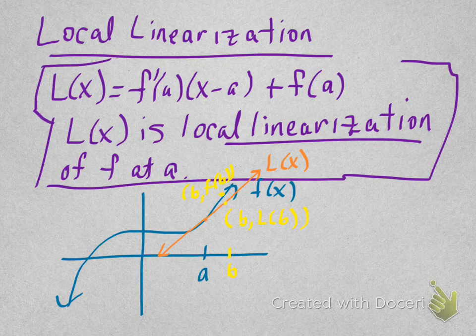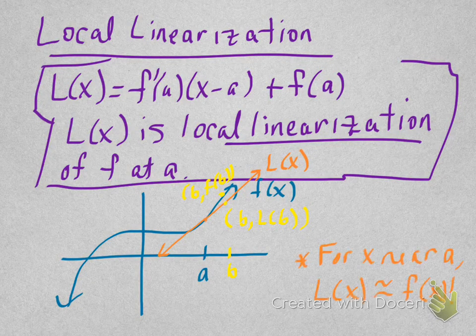Notice that that's a pretty good approximation. It's pretty close, the y value is pretty close to the point B, f of B. So we're using this line, values on this line, L of x, to approximate function values. Because near A, a differentiable function is kind of like a line. It's locally linear. So that's what we're doing here. That is the whole business of local linearization.